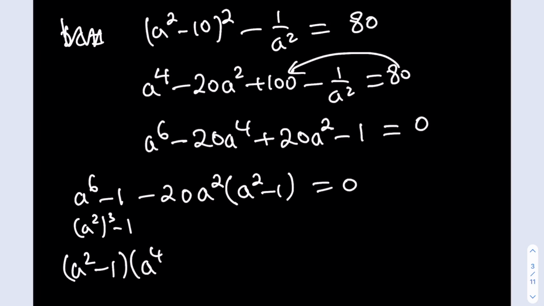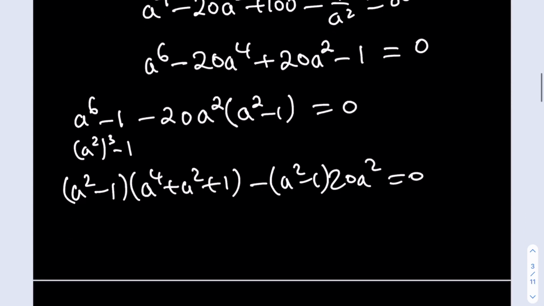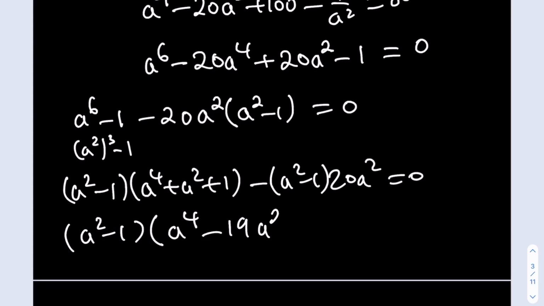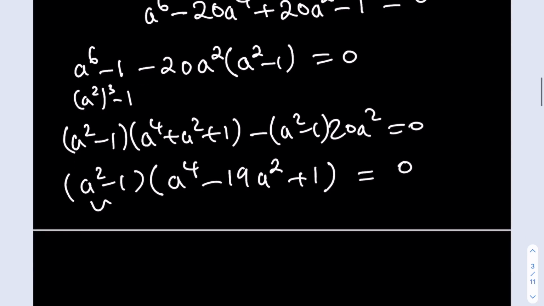That's going to give me A to the 4th plus A squared plus 1. And then minus, I have the A squared minus 1 again, which allows me to factor because I have a common factor. So let's pull out the A squared minus 1. And then from here, I'll be getting A to the 4th minus 19A squared plus 1 is equal to 0. Awesome. Now from here, we're going to be getting some nice values. And of course, we're looking for integer values here, so I'm just going to consider this one for now.